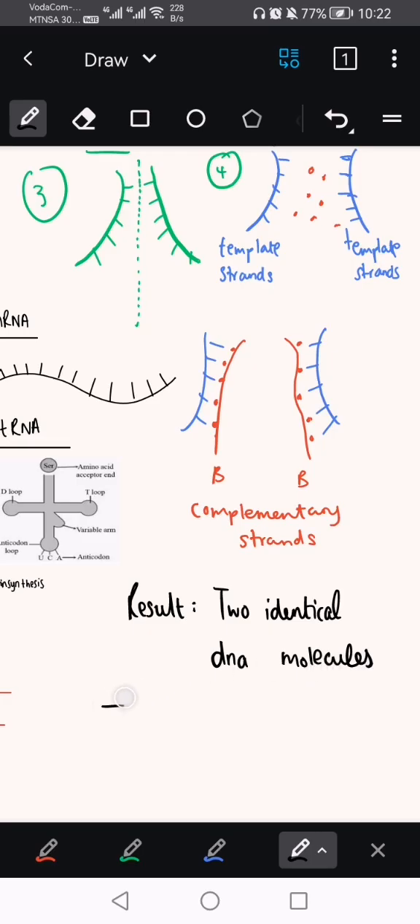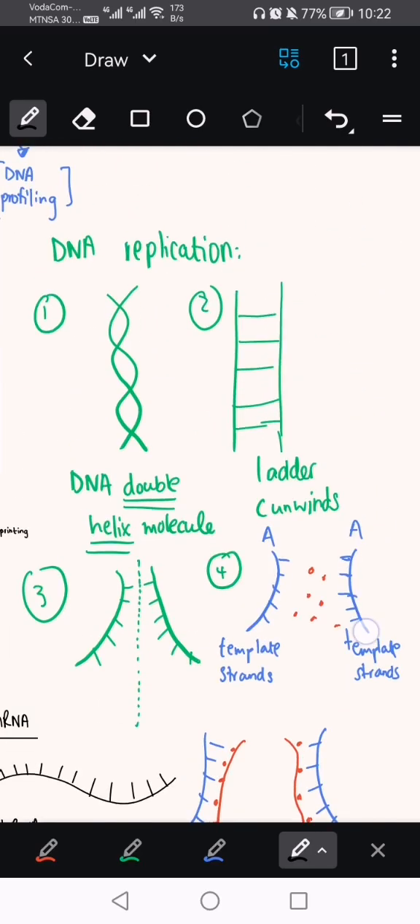And then obviously just remember to write at the end that the process is controlled by enzymes. Don't forget that the process is controlled by enzymes. Right? So let's just have a quick recap.